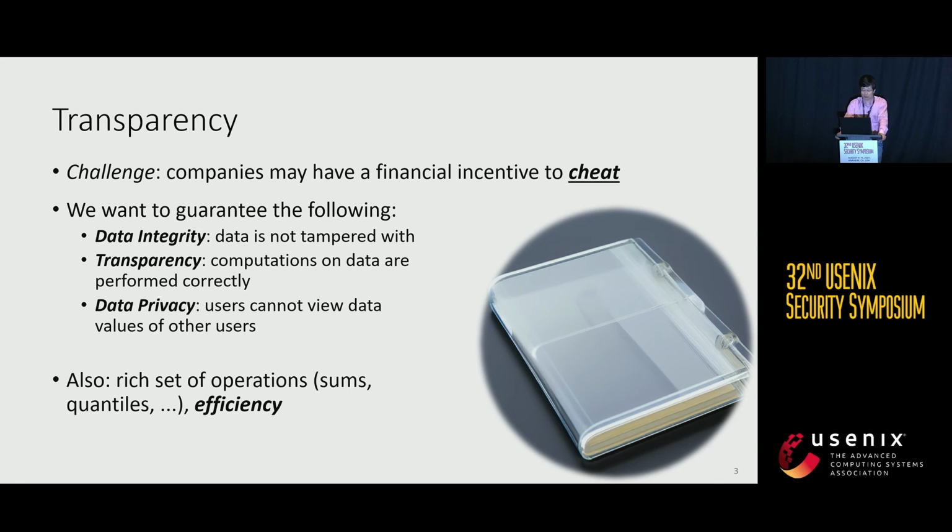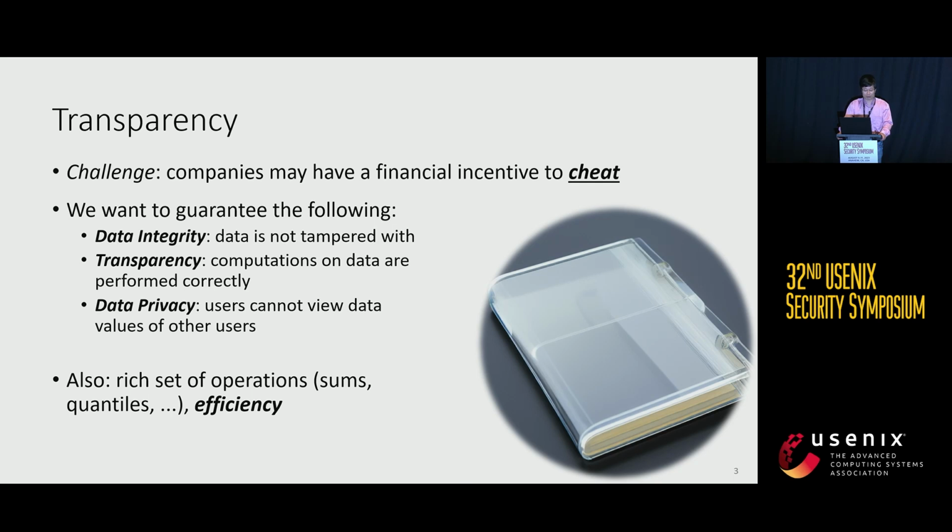A major challenge in providing data services is to prevent cheating, because companies may have a financial incentive to cheat. For example, the server may want to exaggerate peak demand in a smart grid in order to charge a higher rate, or may misrepresent the number of clicks to advertisers to steal profit.